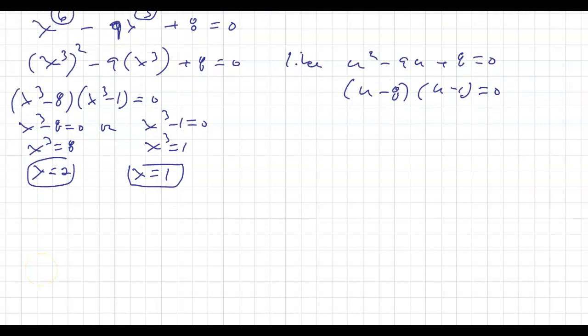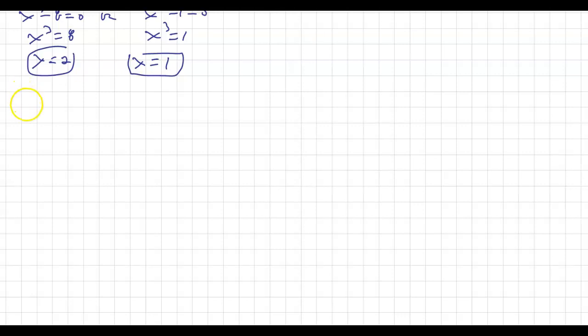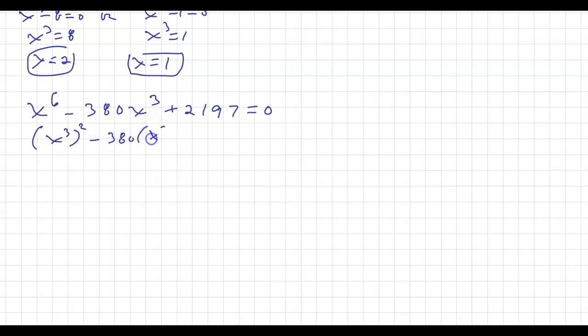Now a question like this with exponents of 6 and 3 is going to come up eventually in the context of solving more complicated equations, but I just want to show you these numbers. This is related to that question I did before where I did x squared minus 380x plus 2197. So I'm just going to go like this. I'll call this x cubed squared minus 380x cubed plus 2197 equals 0. I'll just write down it's like u squared minus 380u plus 2197.